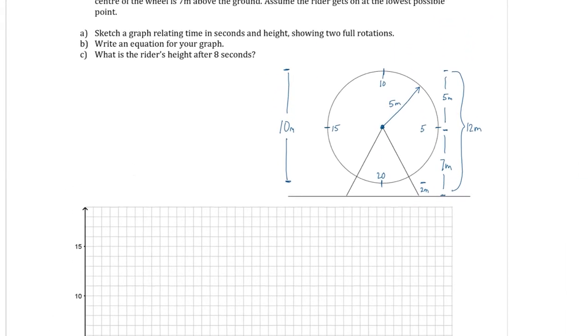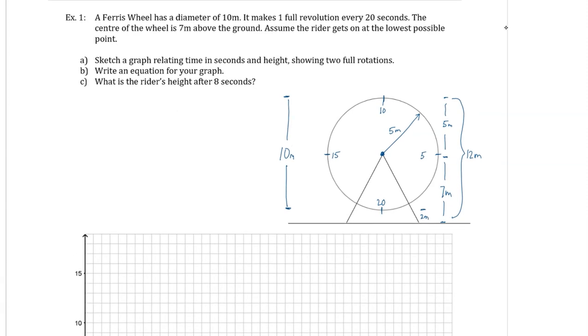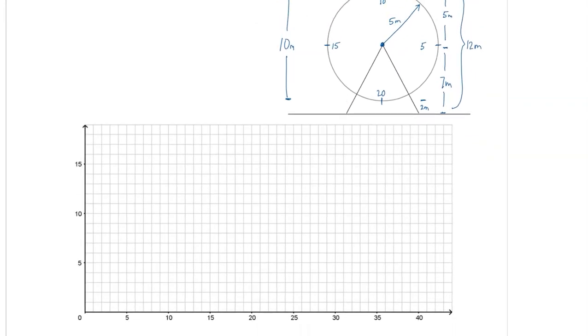Well, it says, sketch a graph relating time in seconds and height showing 2 forward rotations, and it says up here, assume the rider gets on at the lowest possible point, which kind of makes sense. That's usually where you would get on a Ferris wheel. So the lowest possible point is here, which is 2 meters, and so I can put a point at 2 meters.